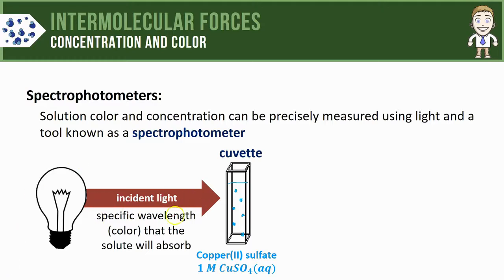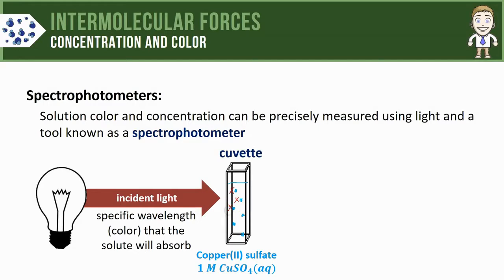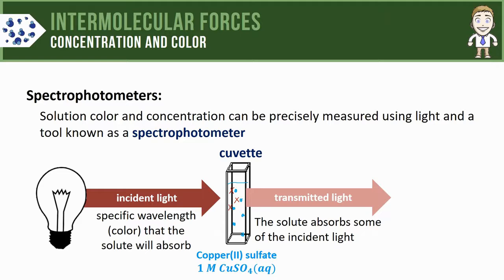When that incident light passes through the solution, those solute particles are literally going to block some of it, not all of it, but some of it from passing through. We describe this as being absorbed. So those solute particles will absorb some of the incident light as it passes through the solution. The light that does make it through the solution is called the transmitted light, and I've got that shown as a lighter red color to represent the fact that some of the incident light was blocked, so less light comes out the other side.